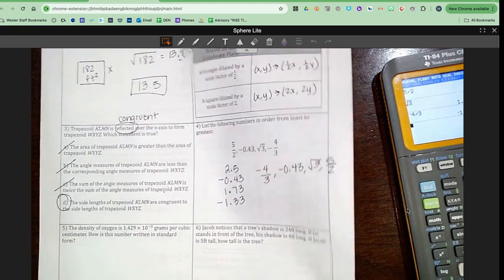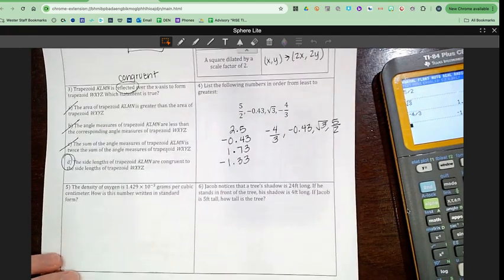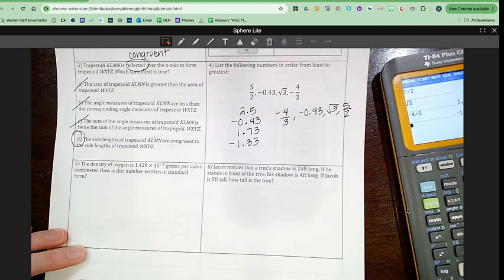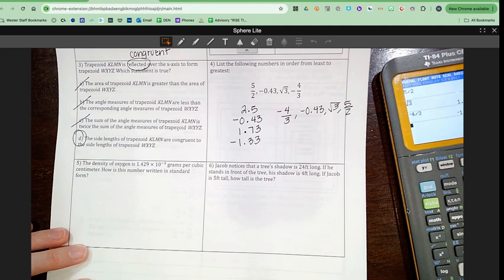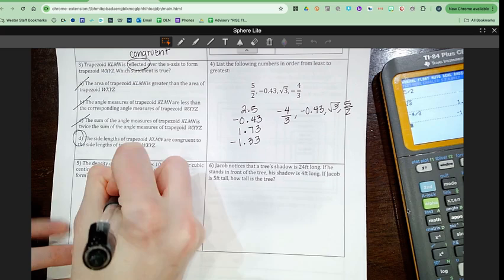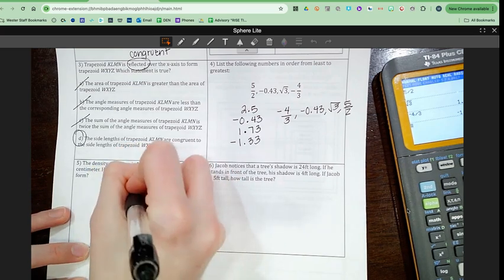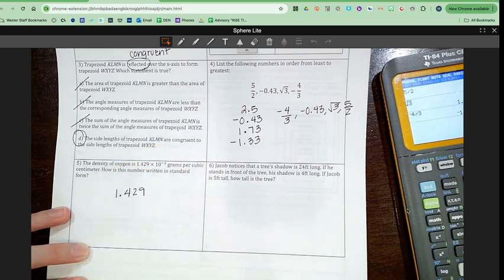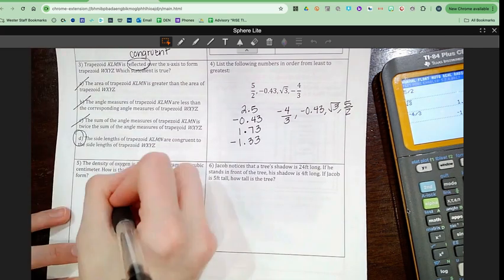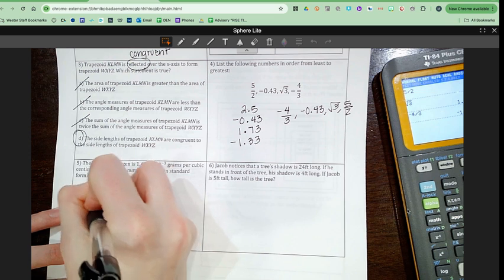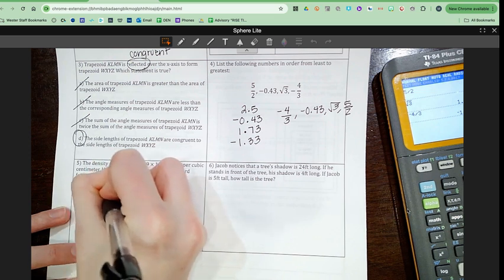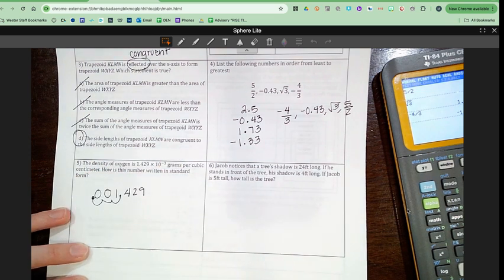Number 5, the density of oxygen is 1 and 429 thousandths times 10 to the -3 grams per cubic centimeter. How is this number written in standard form? So when we write in standard form, we're going to move the decimal point dependent on the exponent. That exponent is negative, so I'm going to move my decimal to the left. So I'm going to go 1, 2, 3 places to the left, and we're going to fill in with zeros. So we should have 2 zeros in front of that number.